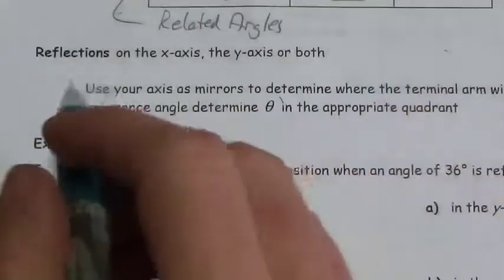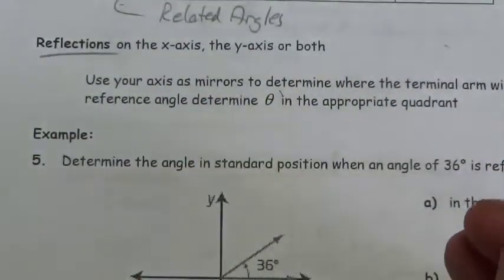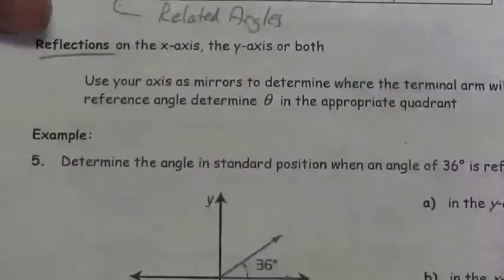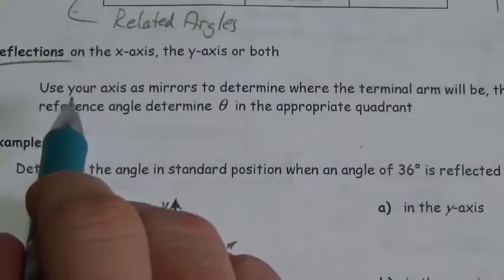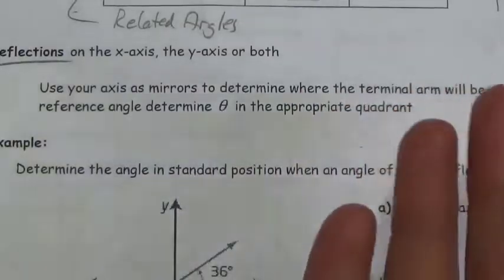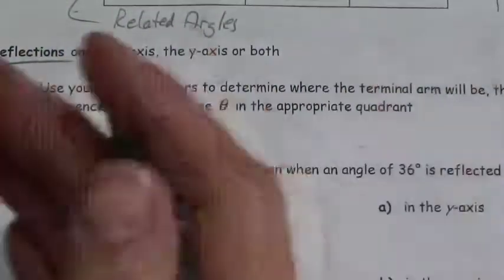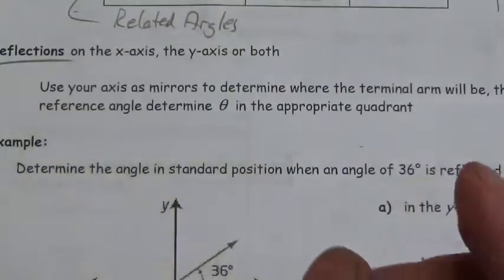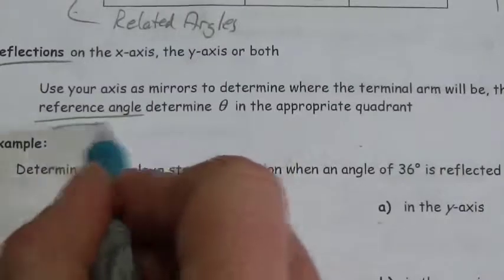All right. So now we're going to talk very quickly about reflections on the x-axis or the y-axis or both. Here's an idea that I started a little while ago, and now we're coming back to it to discuss what's going on. We're going to use the axes as mirrors, and we're going to reflect that triangle over the axes, with the idea being that the angle inside the triangle is the one we're going to call the reference angle.